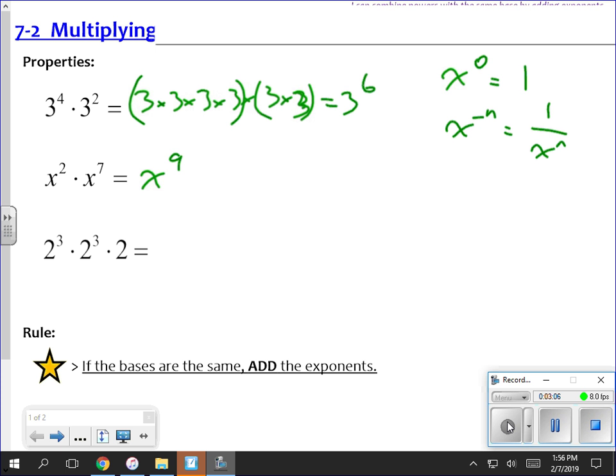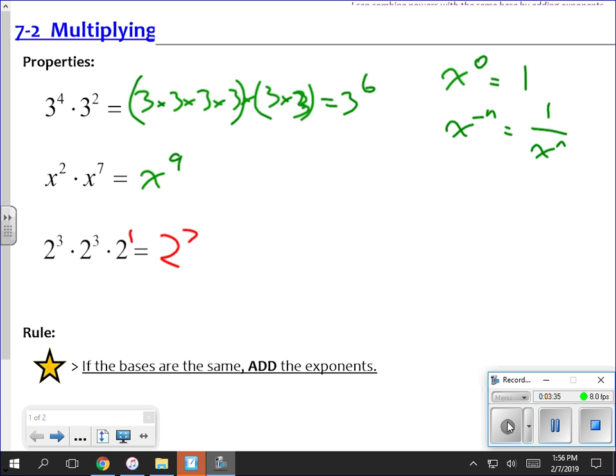So the last example here on this page, I have 2 cubed times 2 cubed times 2. Now, when I don't put a number down for the power, what do I actually have here? This is 2 to the 1st, right? So 2 cubed times 2 cubed times 2 to the 1st. That's 2 to the 7th. I do not expect you to tell me that is 128, which it is. Leave it as 2 to the 7th.